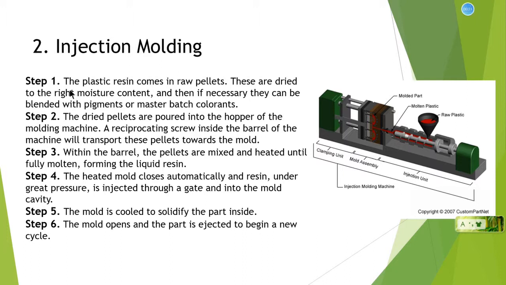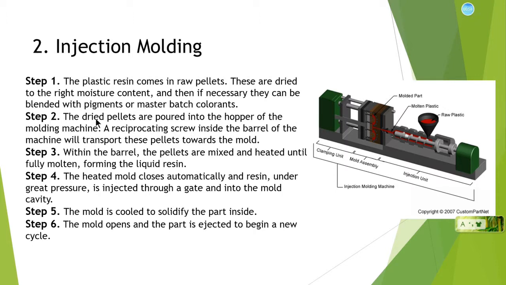Step 1, the plastic resin comes in raw plastic. Like the picture, this is raw plastic. They are dried to the right moisture content, and then, if necessary, they can be blended with pigment or master batch colorants.